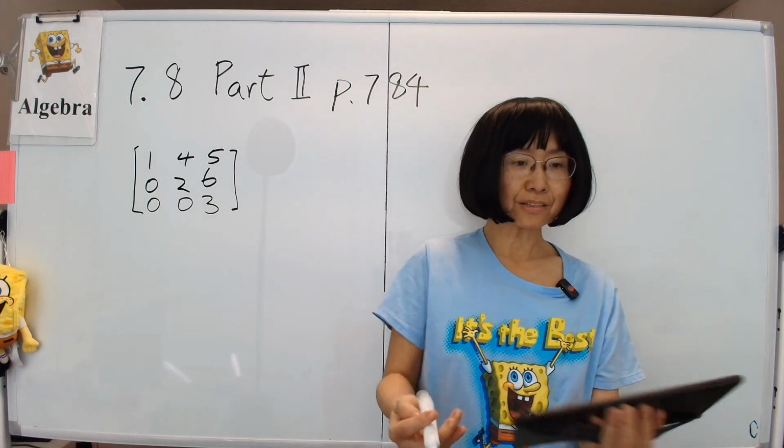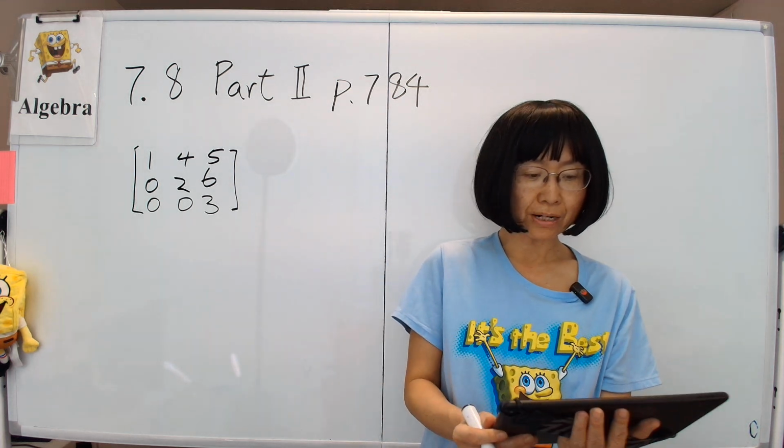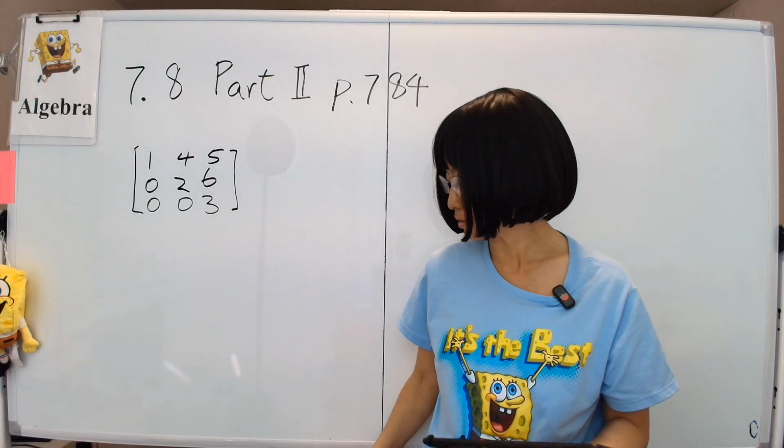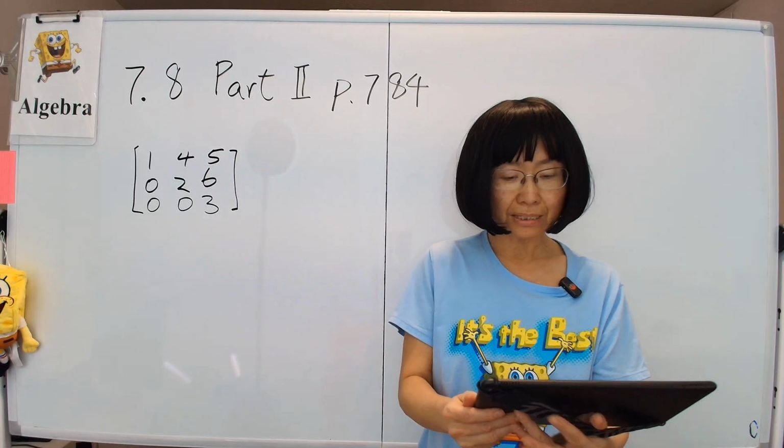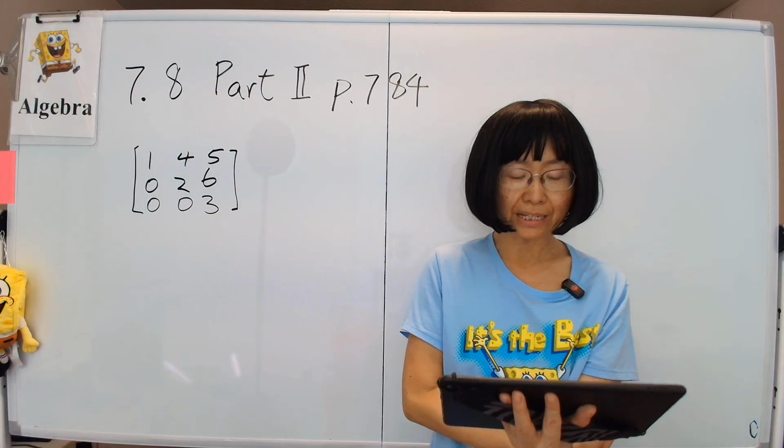Next, let's go to page 784, where we consider the properties of determinants. There's a bunch of properties here. Let's go through each one.